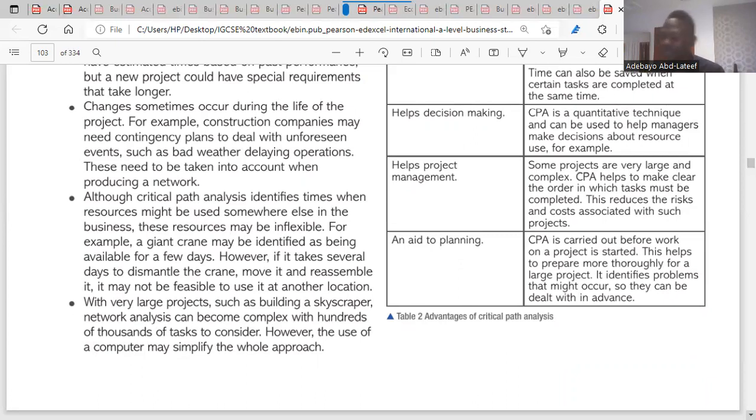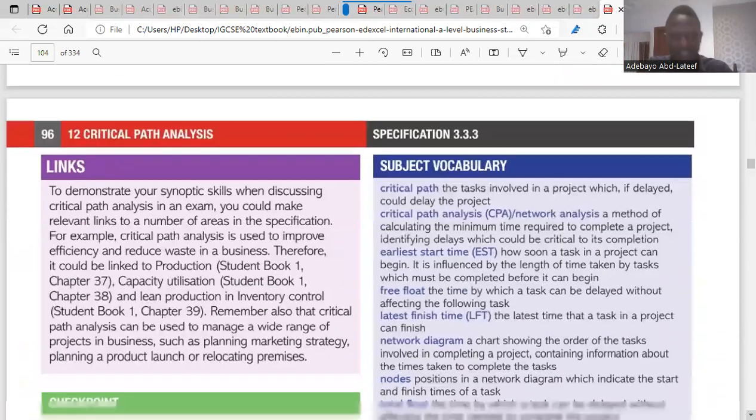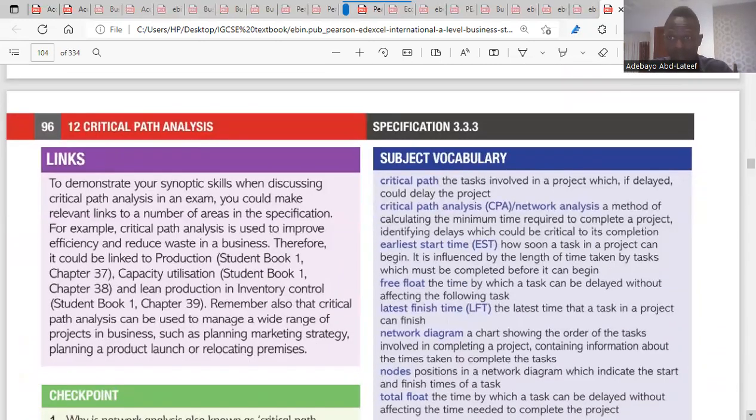Do you have any question about critical path analysis? No. So that's all about critical path analysis. I think it's clear. Yes, sir.